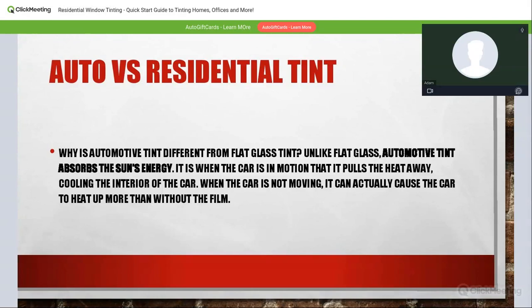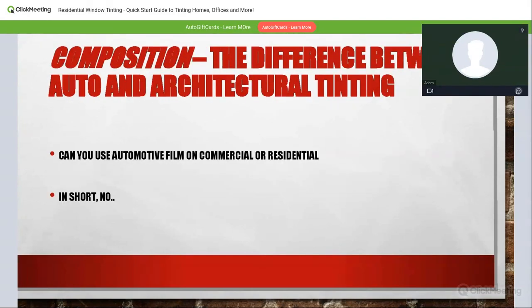Residential window film could actually be a lot cheaper depending on the kind of material you use. It ranges between $1.20 and $1.80 per square foot. Window film can go up to about $2 a square foot. So never put automotive on. The biggest reason why: automotive absorbs, residential reflects. That's why it has that mirror look.